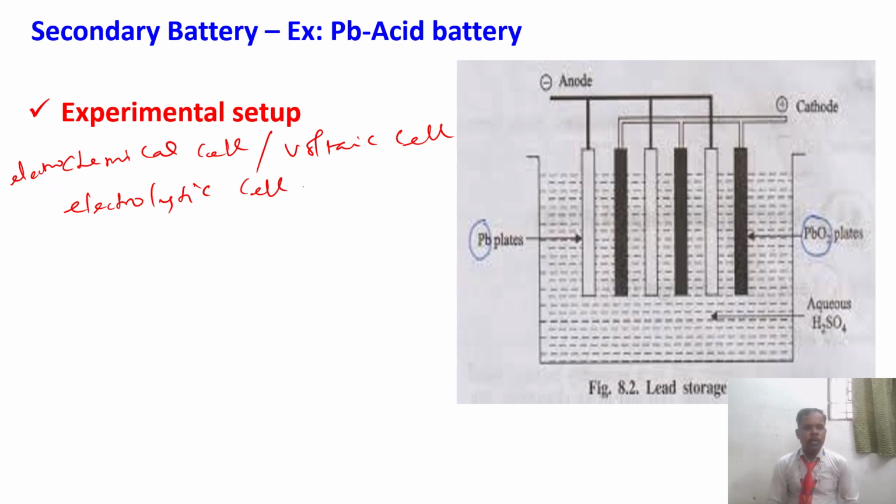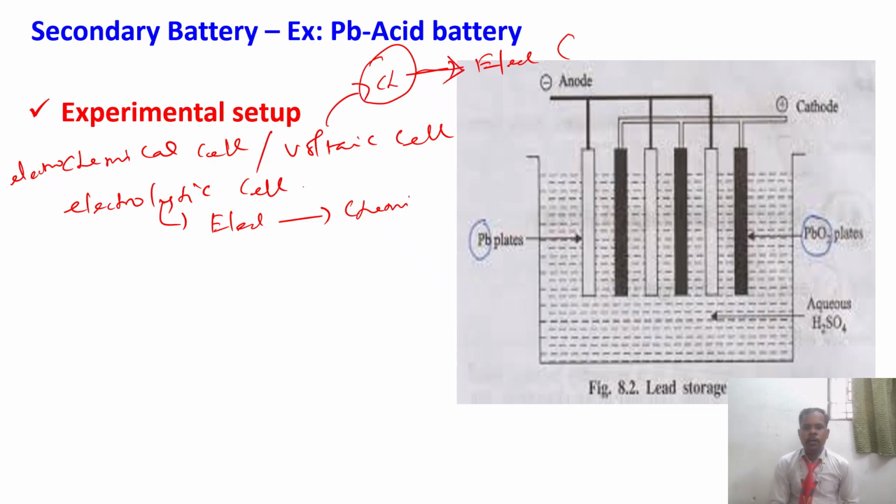So voltaic cell or electrochemical cell is nothing but a cell where chemical energy is converted into electrical energy. But the electrolytic cell is nothing but electrical energy converted into chemical energy. So from this explanation, you have to conclude: when the cell is working, chemical energy is converted into electrical energy. That is called the electrochemical cell. What about the electrolytic cell? Electrical energy converted into chemical energy.